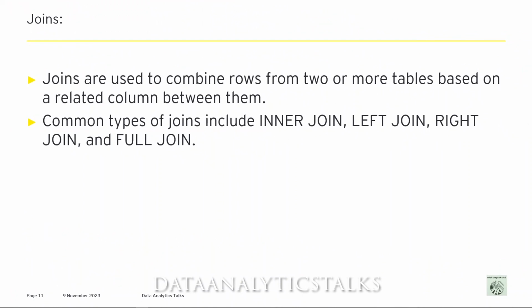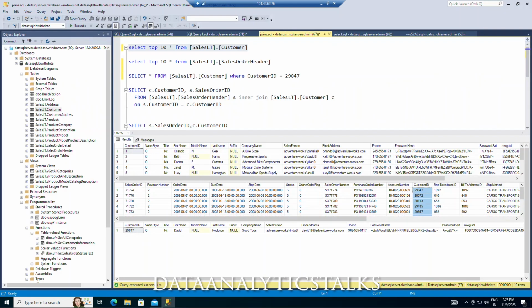Then, a very important thing every data engineer should know or master is joins. Joins are used to combine rows from two or more tables based on a related column between them. The common types of joins include inner join, left join, right join, and full join. Maybe we can see an example.